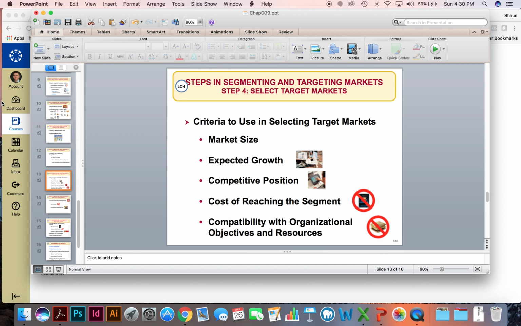We also want to take a look at the competitive position. We want to take a look at our competitors within that segment. Can we compete, right? We also want to take a look at the cost of reaching the segment. Is that segment reachable with our advertising? Is it too expensive to reach that segment? Or is it a good segment to reach? We also want to look at the compatibility with our organization, our objectives, and resources. Is it too difficult of a segment to reach with our current products and our procedures?